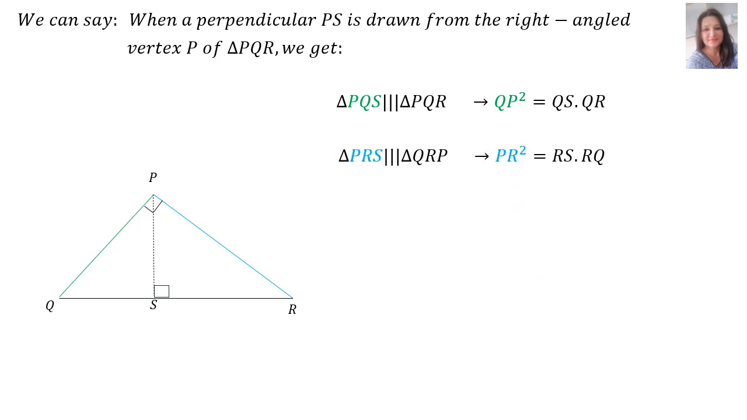We can also say that the blue triangle on the right, PRS, is similar to the big triangle QRP, and then we can say PR squared is equal to RS times RQ. And we can also say that the green triangle PQS is similar to the blue triangle RPS, and we can say PS squared is equal to QS times RS.